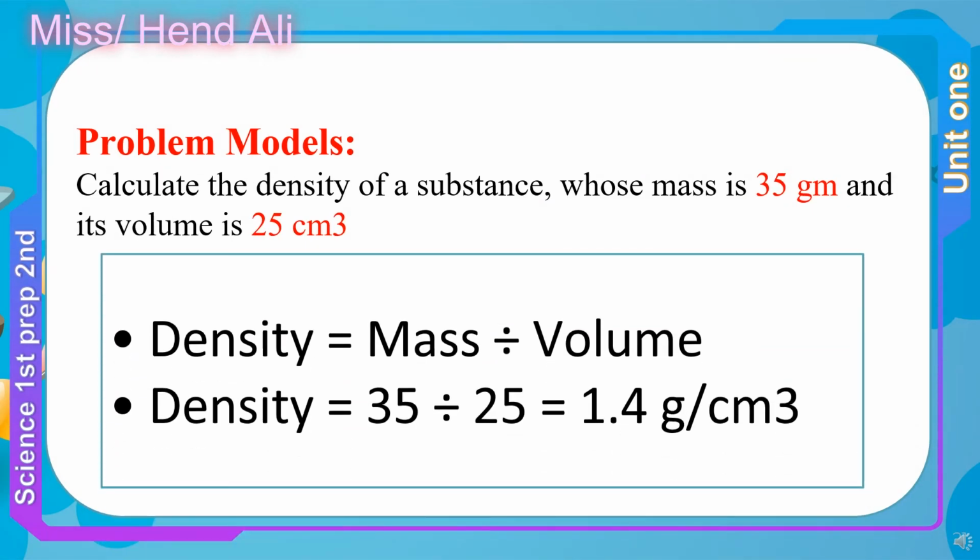Another one, calculate the density of a substance whose mass is 35 grams and its volume is 25 cubic centimeter. Density equals mass over volume. Density equals 35 over 25 equals 1.4 gram per cubic centimeter.